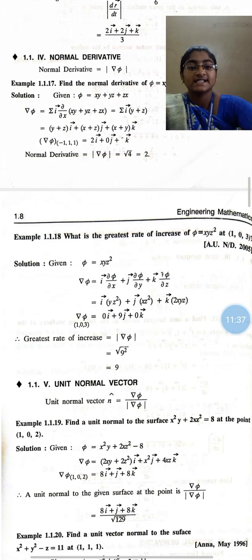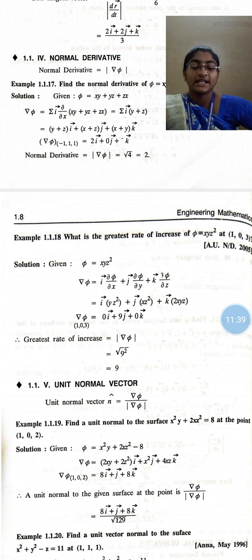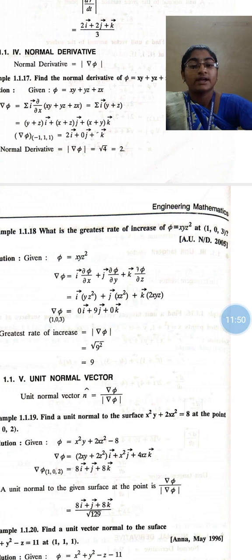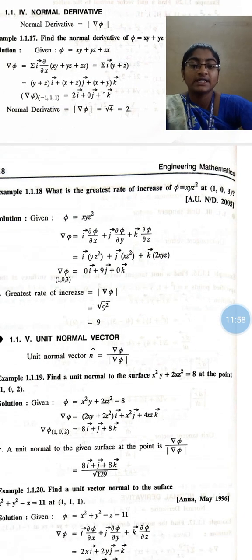See the second example. For the normal derivative, here the words given are greatest rate of increase, which is similar to normal derivative. What is the greatest rate of increase of pi equal to x, y, z square at 1, 0, 3? So in solution, given pi is equal to x, y, z square. So write the formula for del pi.